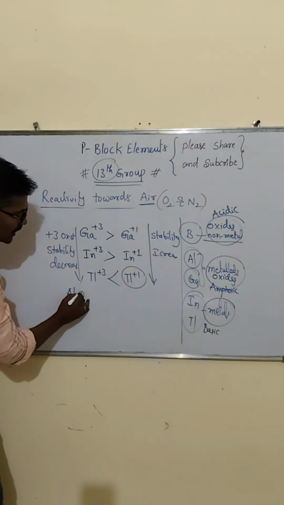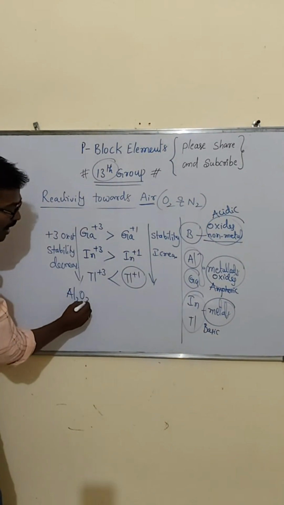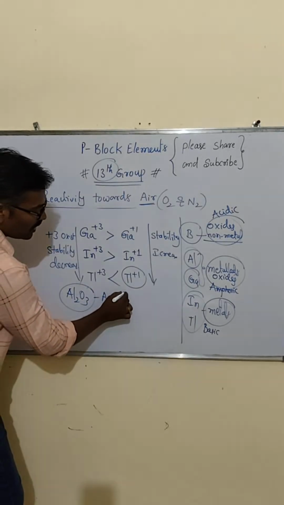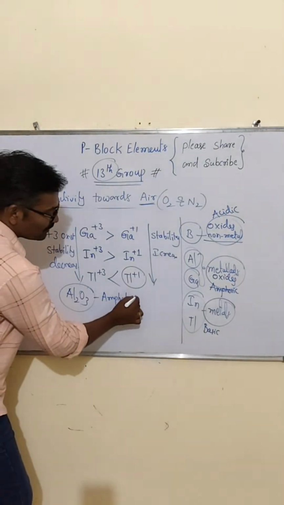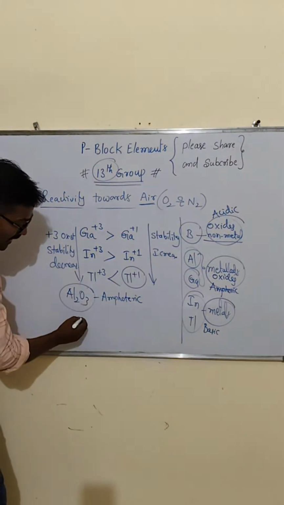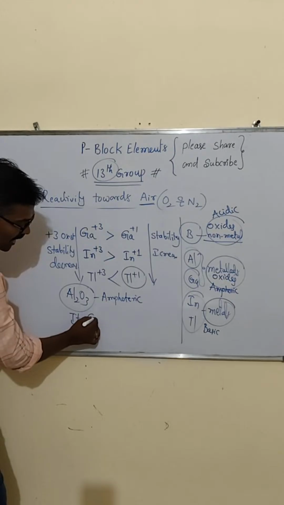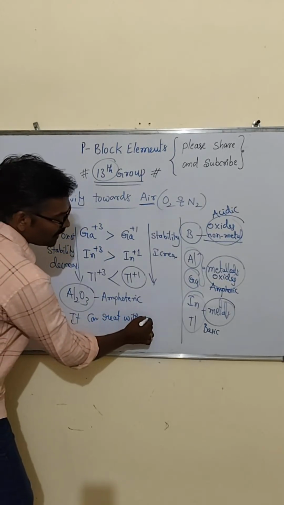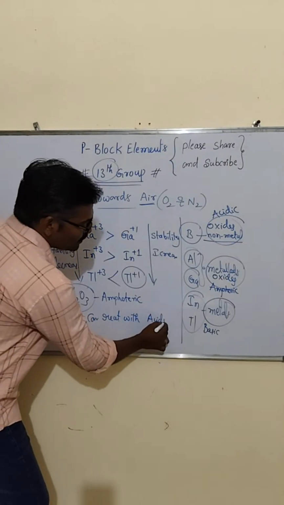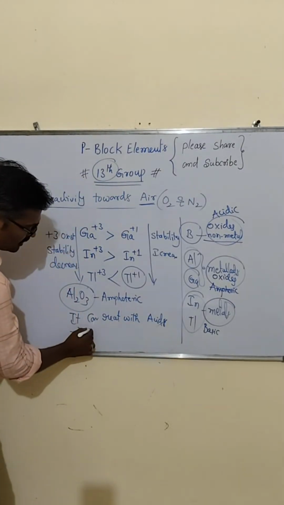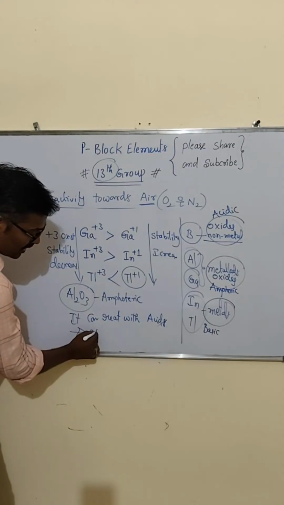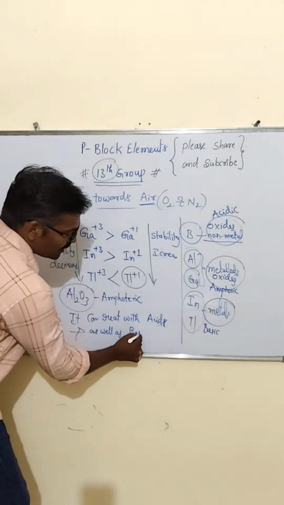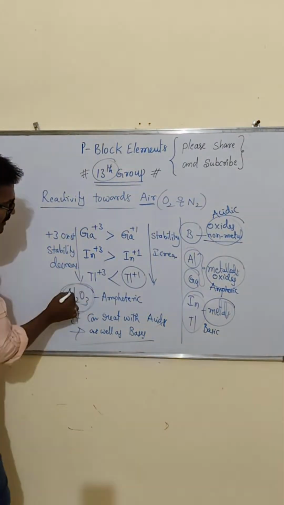So aluminum oxide, Al2O3, is amphoteric in nature. It can react with acids as well as bases. Clear, my dear students? That is why we call it amphoteric.